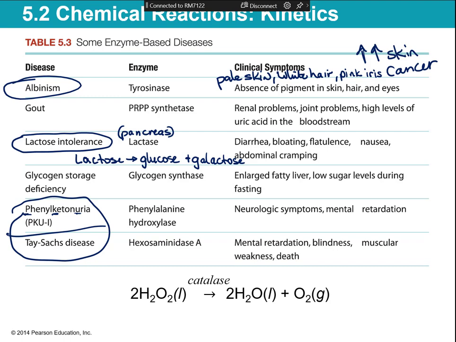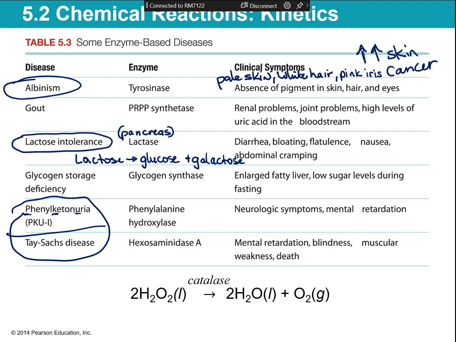It doesn't look like it's all that important, hexaminidase A, but this is an enzyme that allows for neurological connections to be made. Without this enzyme, a baby is born, initially looks fine, but within weeks you begin to see a decline. They start to lose reflexes, they stop responding, eventually they go blind because of the loss of those neurological connections, muscular weakness, and this one actually ends up being fatal. So they typically don't live but a few years.